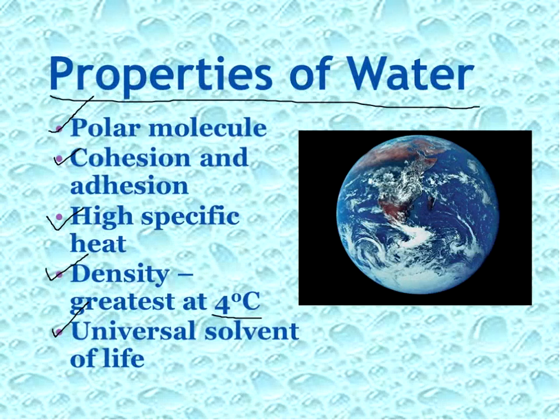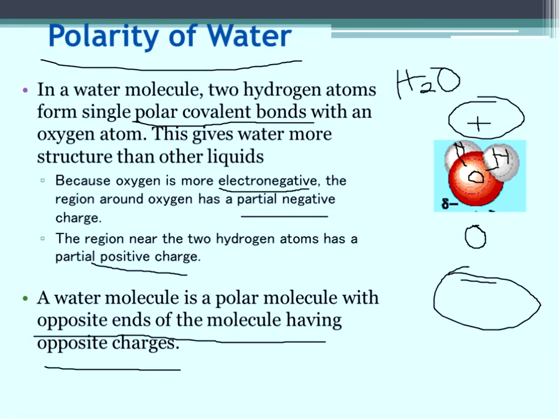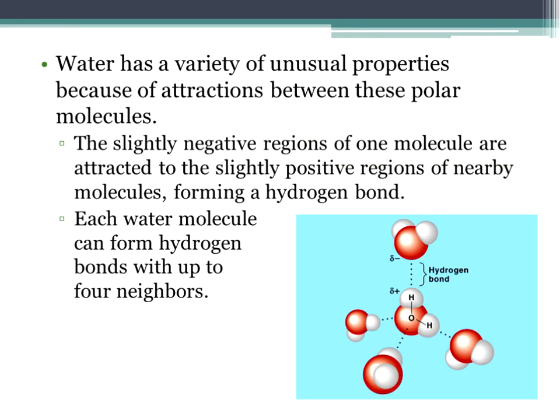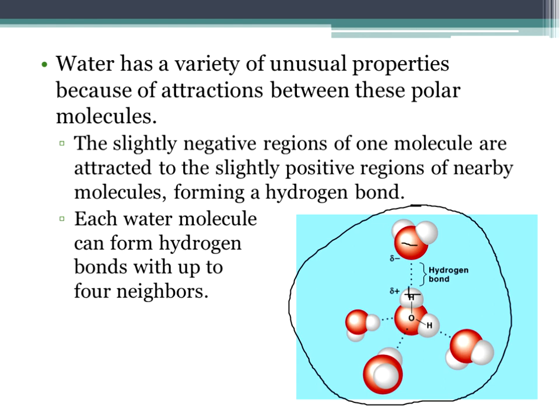That's how water molecules are polar, and that's what allows them to get these other properties: cohesion, adhesion, specific heat, density, universal solvent. All those properties exist because water is polar. It has a positive end and a negative end. So here's the picture I was just drawing for you guys, see? The negative oxygen goes to the positive hydrogens, and that's how water molecules stick together. There's a variety of unusual properties because of that. The slightly negative regions are attracted to the slightly positive regions of the molecules.